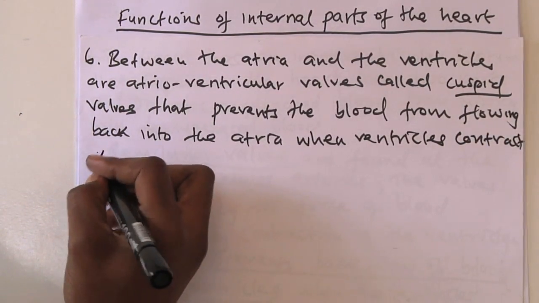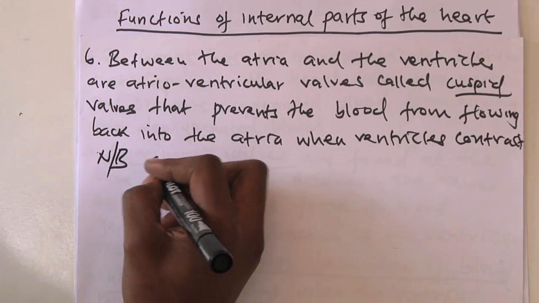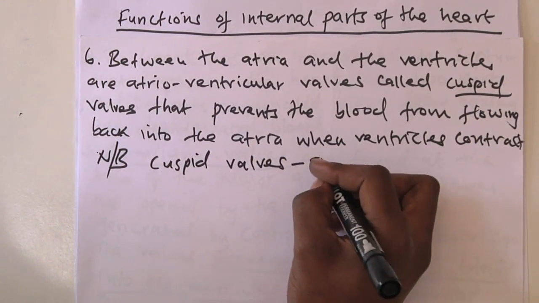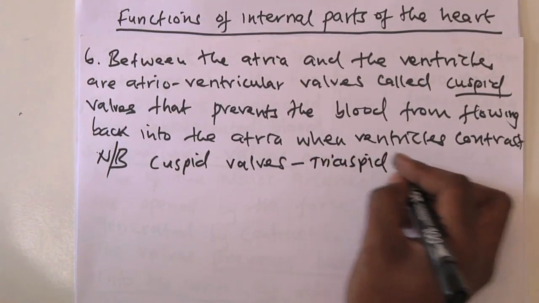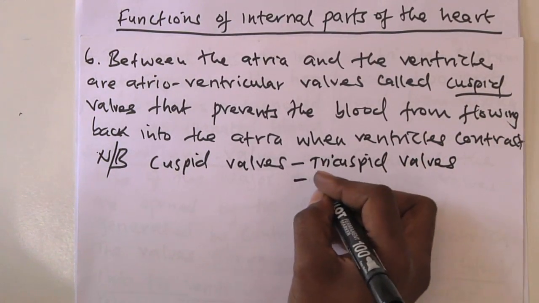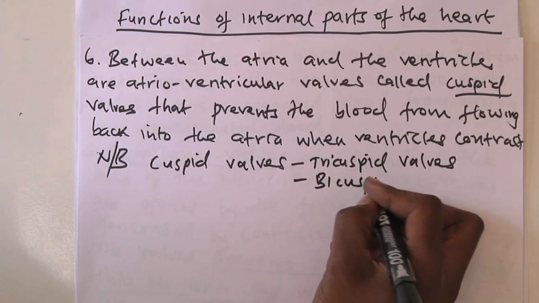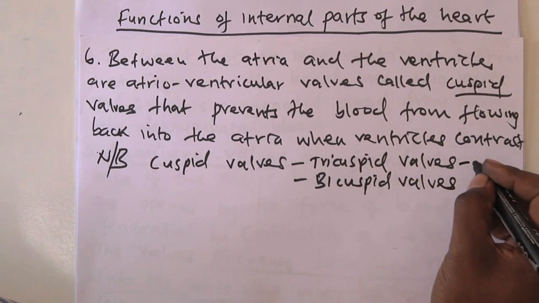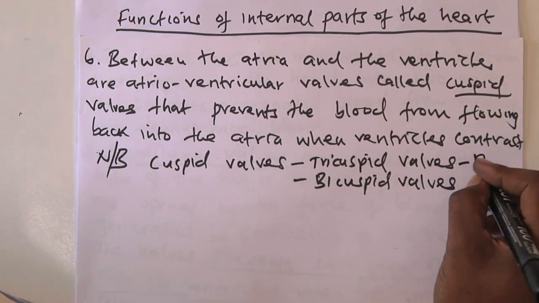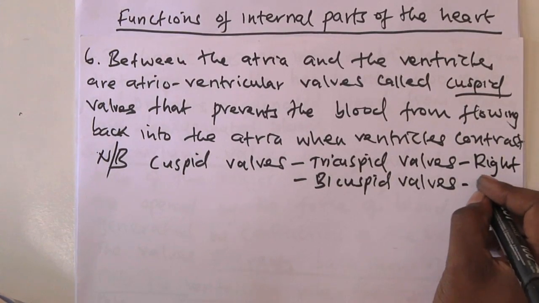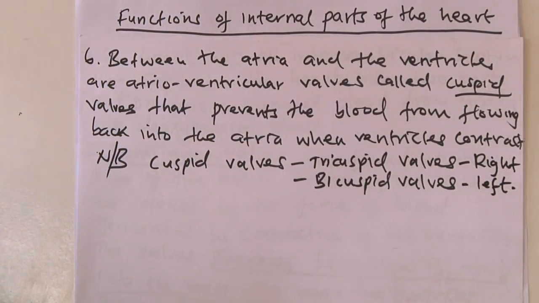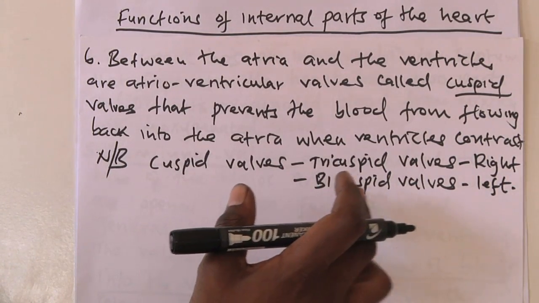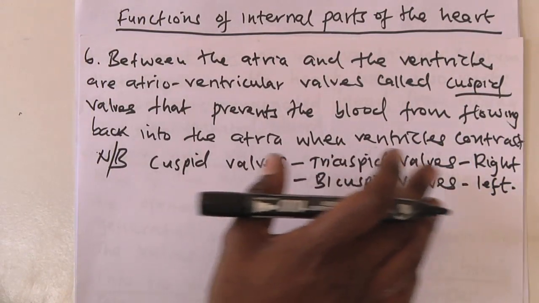And NB, we have two types of cuspid valves. The cuspid valves are tricuspid valves and what you call the bicuspid valves. So the tricuspid valves are the ones which are found on the right part of the heart. The bicuspids are found on the left part of the heart. So that is the function of the cuspid valves, so to call the tricuspid valves and the bicuspid valves.